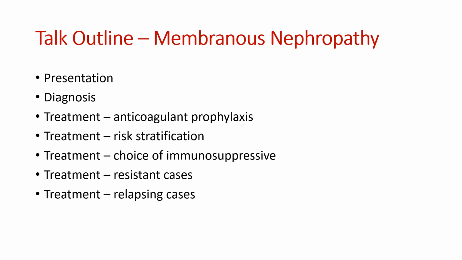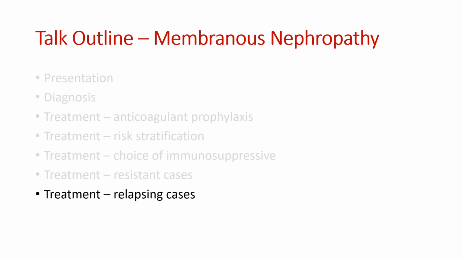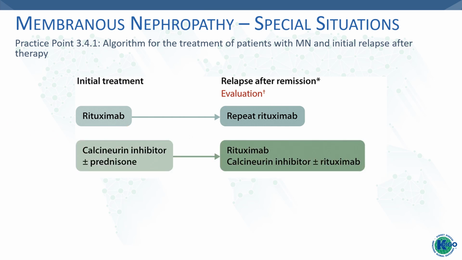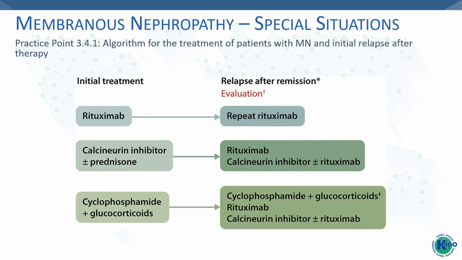What about a relapsing case? If you used rituximab as the initial treatment, repeat rituximab. If you used calcineurin inhibitor plus or minus prednisone, you can use rituximab or calcineurin inhibitor plus rituximab. If you were using cyclophosphamide plus glucocorticoids, you can try them again, or add rituximab, or use calcineurin inhibitor plus rituximab.